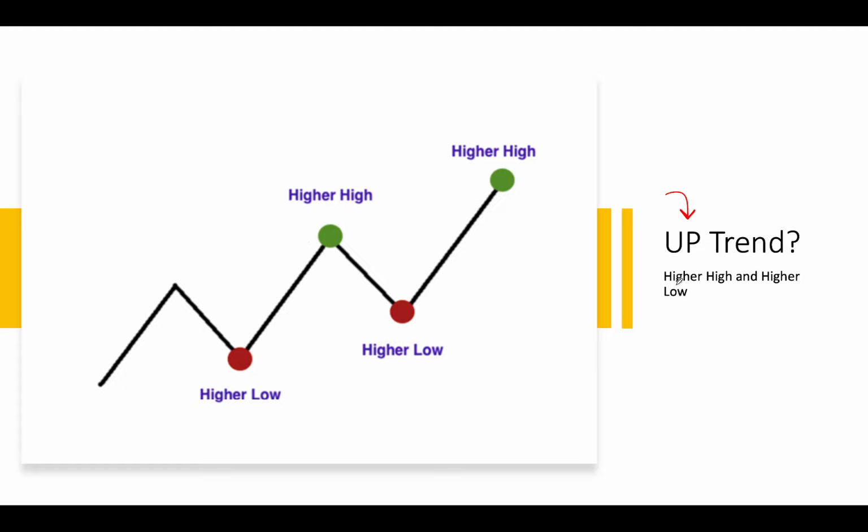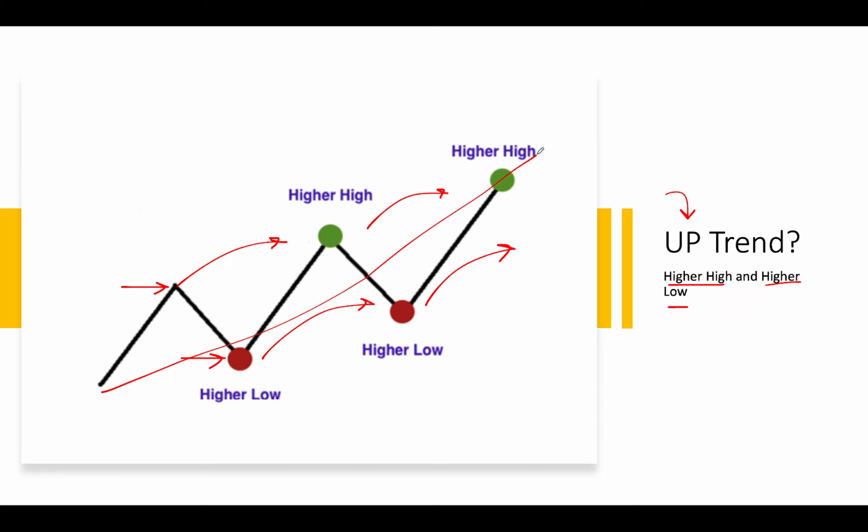So if we define uptrend, what is actually an uptrend? Uptrend is defined by higher highs and higher lows. So what is a higher high? The market formed a high here and then it fell, and then it formed a low here. Now the next high should be higher than the previous high, and the next low should be higher than the previous low.